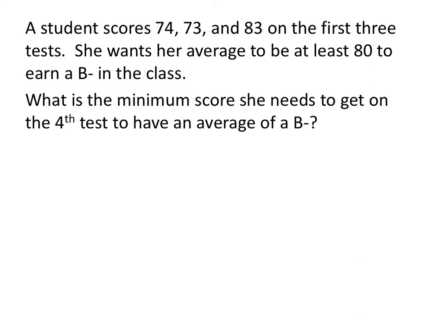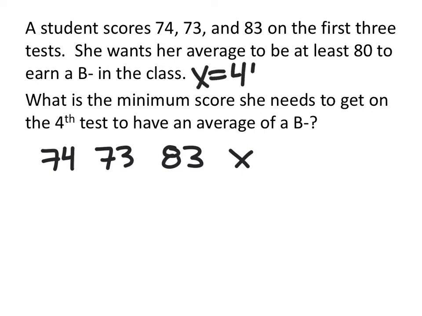Or just 80. And yeah, we pretty much get to assume that these are all out of 100, I guess. Maybe it wouldn't matter. Just whatever the average needs to be, it needs to be 80, right? So what were the first three scores? We got 74, 73, 83, right? And then the fourth score, we don't know what it is yet. That's the X, it's going to be the fourth test score.